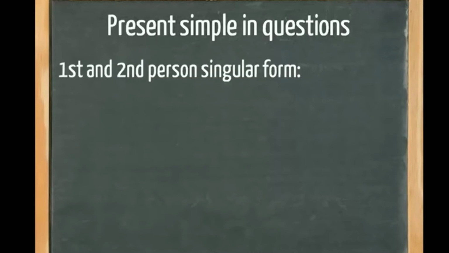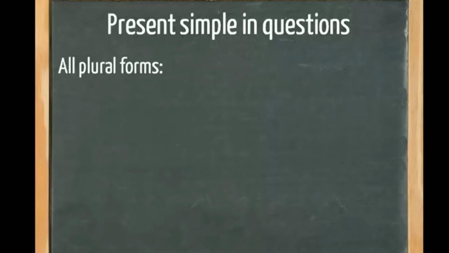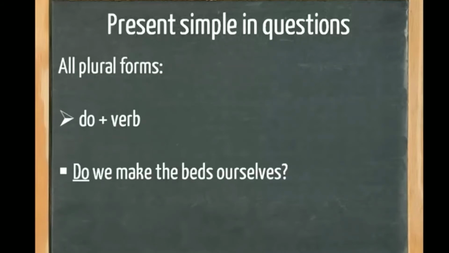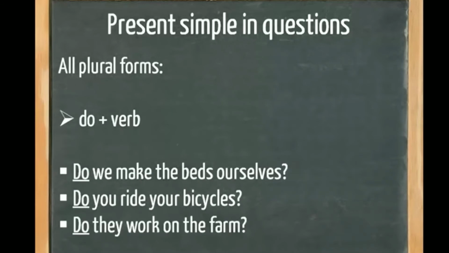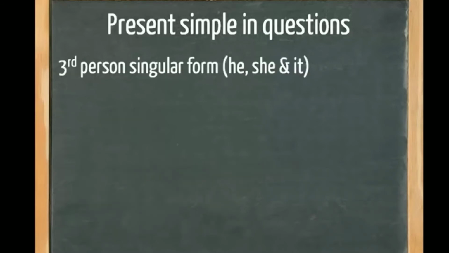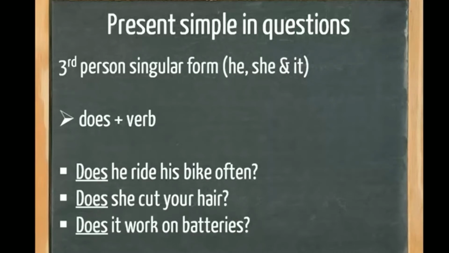For the first and second person singular form, we need the auxiliary verb to do and the infinitive form of the verb. Do I need a ticket? Do you speak English? The same goes for all plural forms. Do we make the beds ourselves? Do you ride your bicycles? Do they work on the farm? For the third person singular form, we also use the auxiliary verb to do, but we conjugate it to does and the infinitive form of the verb. Does he ride his bike often? Does she cut your hair? Does it work on batteries?